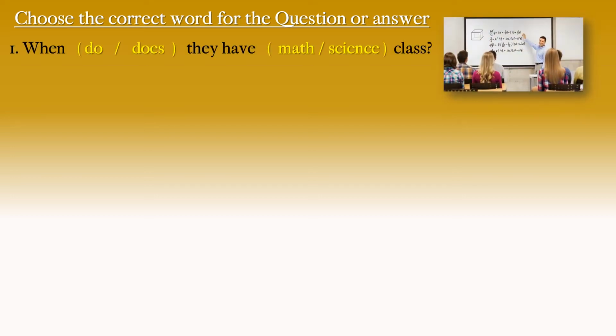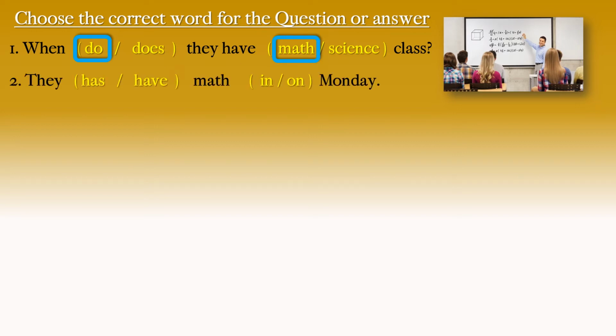Here's the picture. When does they have math science class? Well, we know that we are using the word they. We talked about this. So we don't use does, we use do. When do they have, and what is the subject? Math class. When do they have math class? What's the answer? They has or have. Well, we're using they, so we know they cannot use has, so it must be have. They have math, and we're looking at Monday, so Monday is one day on its own. So we say on. They have math on Monday.